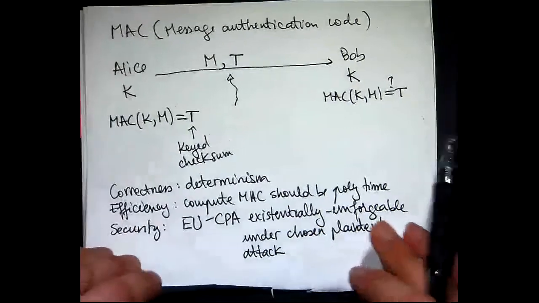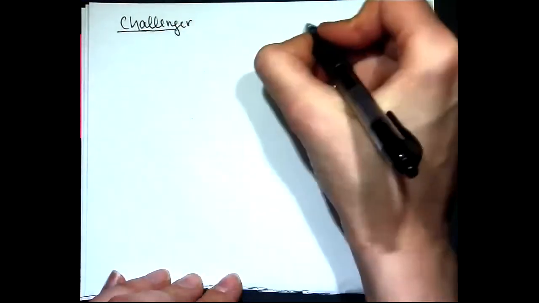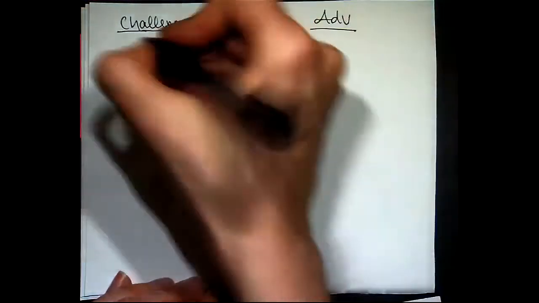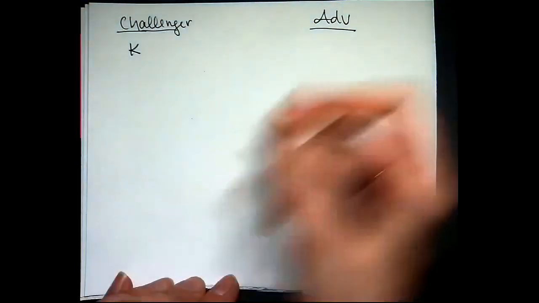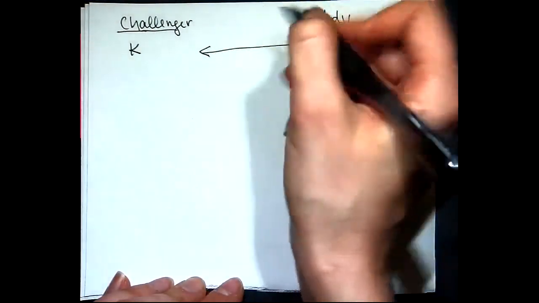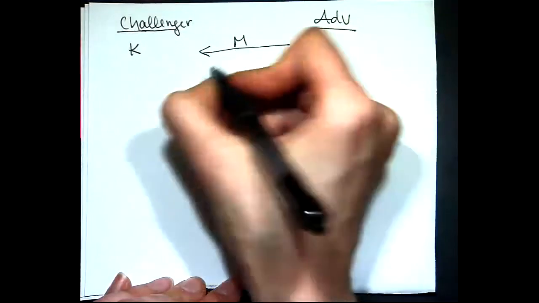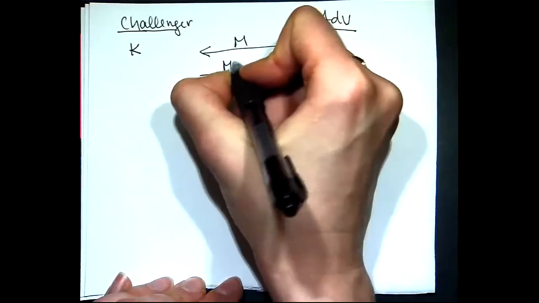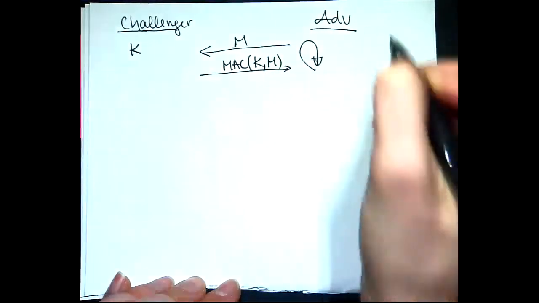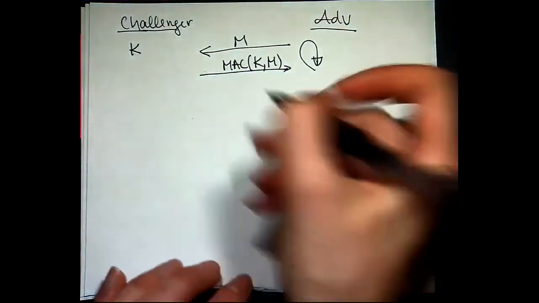So I'm going to write the game. Okay, so the game is, again, you have a challenger, and you have the adversary. And the challenger chooses a key K, and the adversary says, hey, I want to play a little bit. So the adversary says, I'm sending you a message M, and the challenger sends back the MAC of the message, and the adversary can repeat this as many times as the adversary wants.